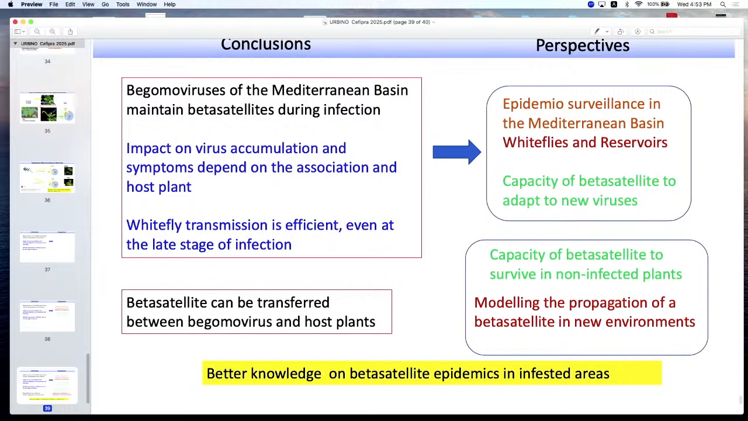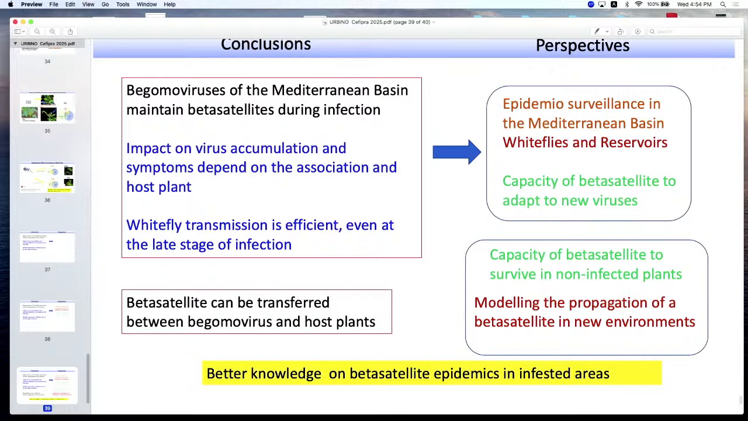So we are now working on this to see if Bemisia can even inoculate a plant with the satellite alone, and the satellite will wait until a virus arrives. Because we have seen that if the virus is there, it can replicate the satellite. But if the satellite arrives with no infecting virus, can it wait, like a component, until the virus arrives? This is what we are working on now.